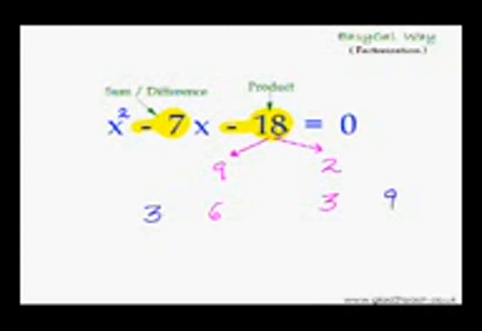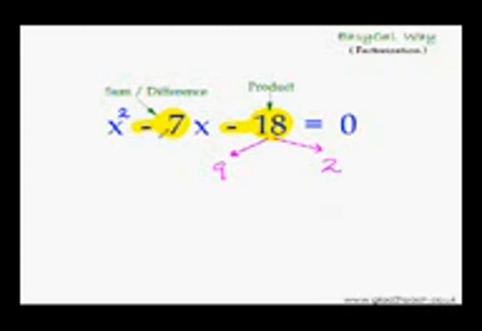What about the other factors of 18? 18 times 1 is 18, but the sum of 18 and 1 is 19, but we want 7, and the difference of 18 and 1 is 17. Still wrong. So that means only 9 and 2 are the suitable factors. I think it's very clear now. Now we can adjust the signs.